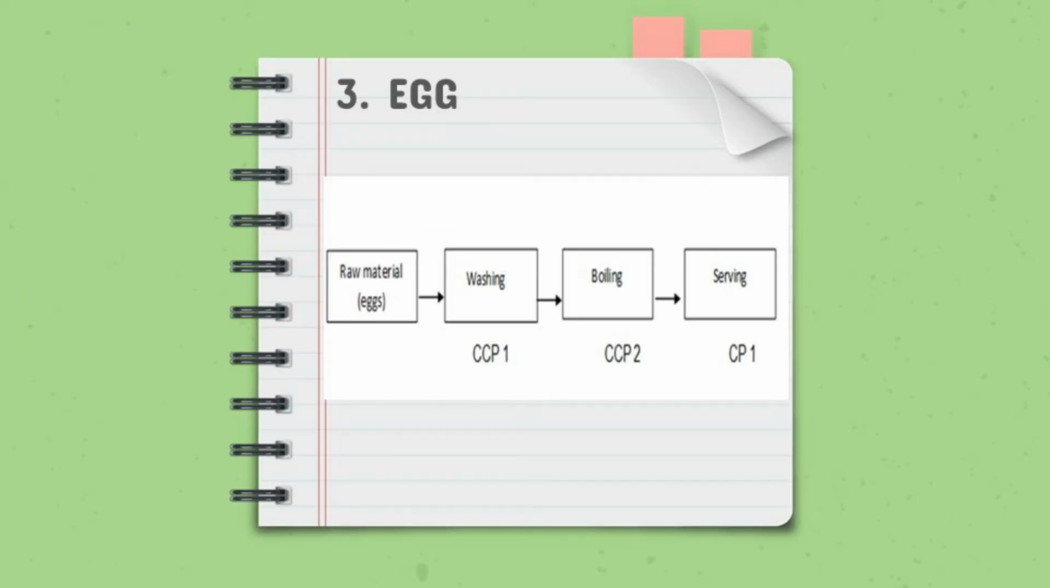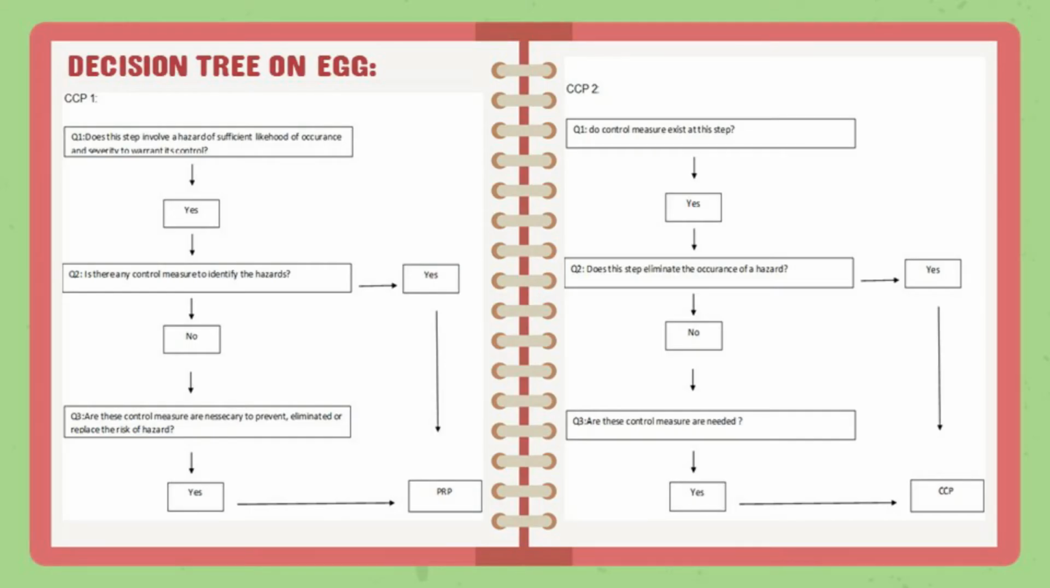Next is for eggs. The raw material, which is egg, should be washed. Then it's boiled. After that, it can be served. The decision tree for the eggs: first, washing. Washing should be the PRP. The second is boiling. It is still the CCP.